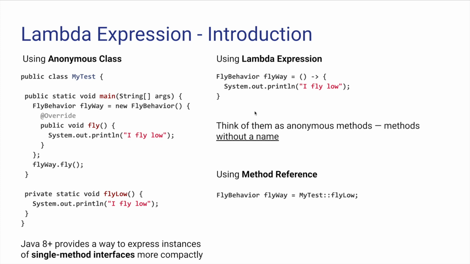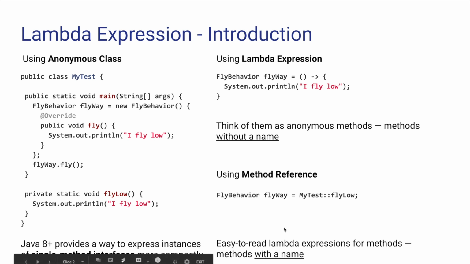Put another way, think of lambda expressions as anonymous methods without a name. So this was method fly from the interface implementation, but it has got no name. And think of method references as easy to read lambda expressions for methods with a name. So this is MyTest's flyLow method.